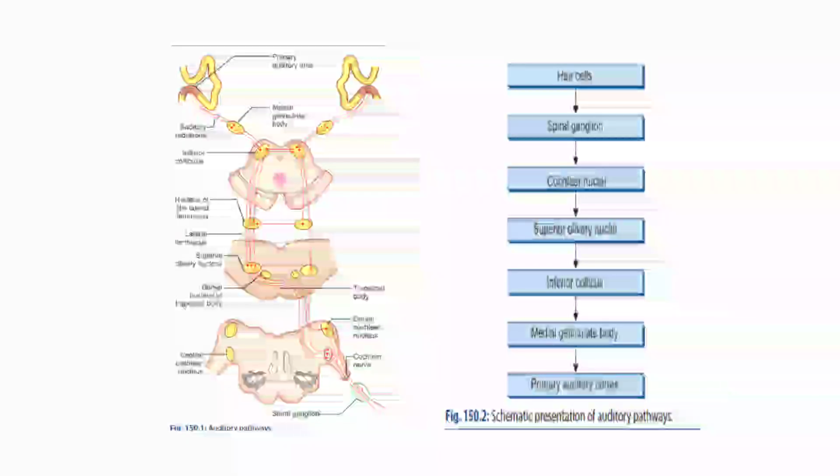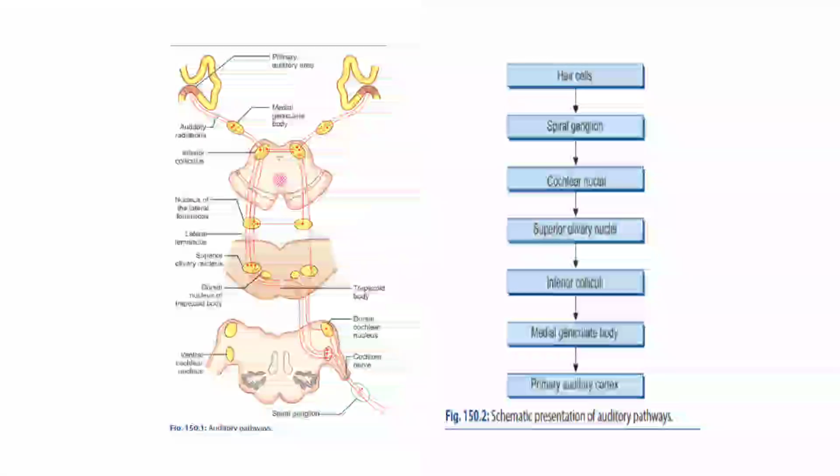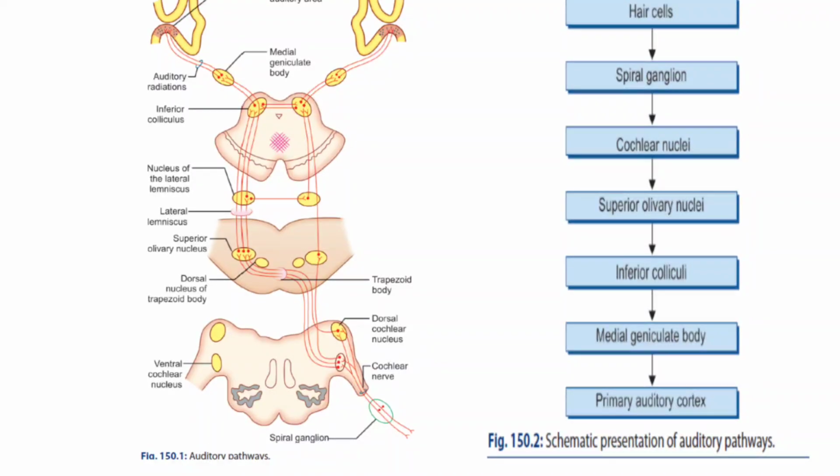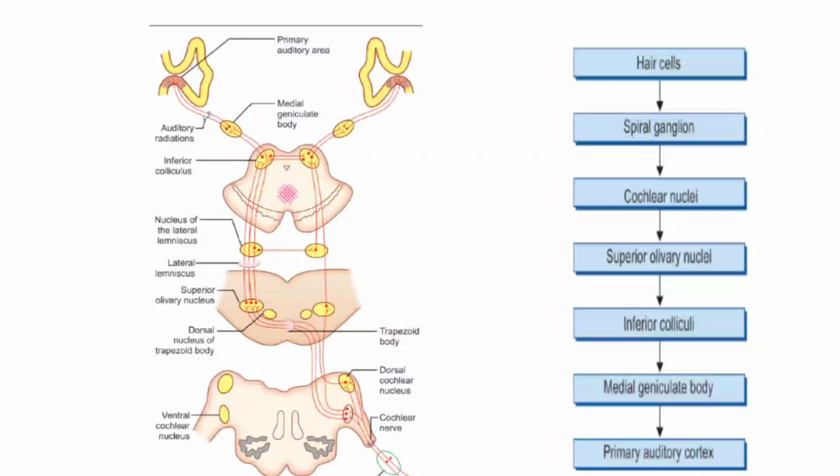So action potential is generated. From there it will go to the cochlear nerve, then to the cochlear nuclei. From the cochlear nuclei, it will cross to the opposite side and go to the superior olivary nucleus. From the superior olivary nucleus, it will form the lateral lemniscus, and go to the inferior colliculus. From the inferior colliculus, it will enter the next order neuron. It will go to the medial geniculate body, which is part of the thalamus, and from there the last order neuron will go to the primary auditory area, number 41, in the brain.